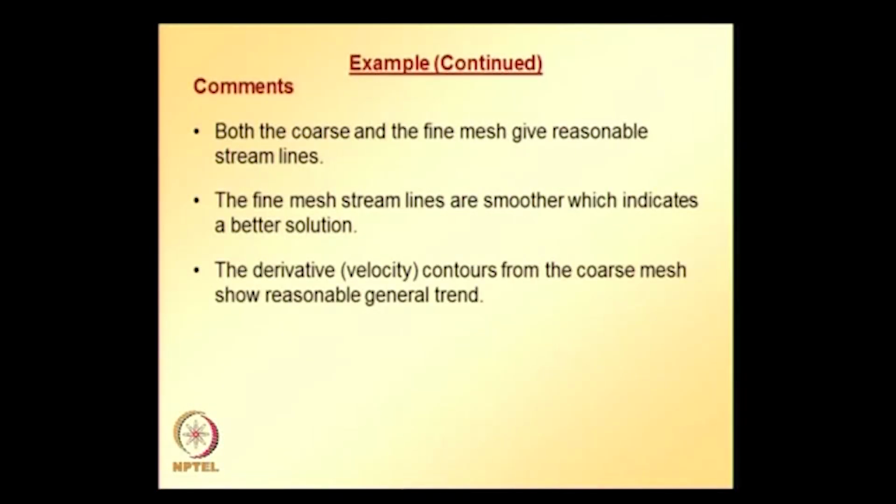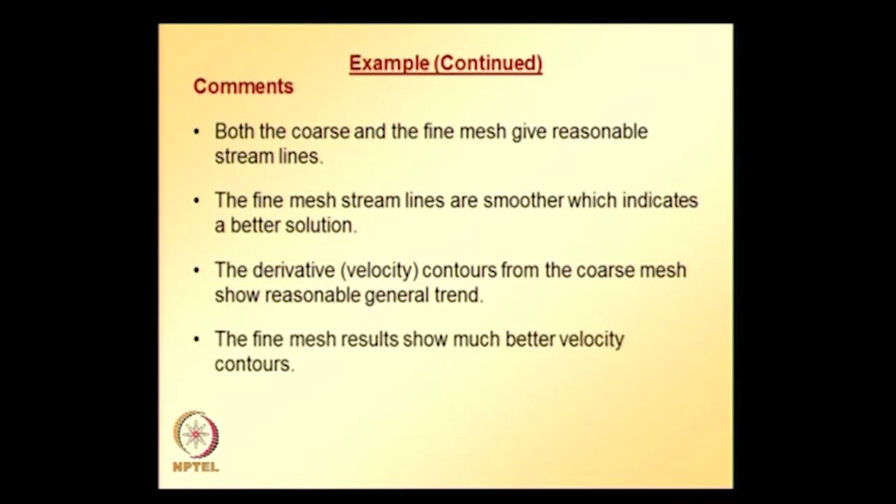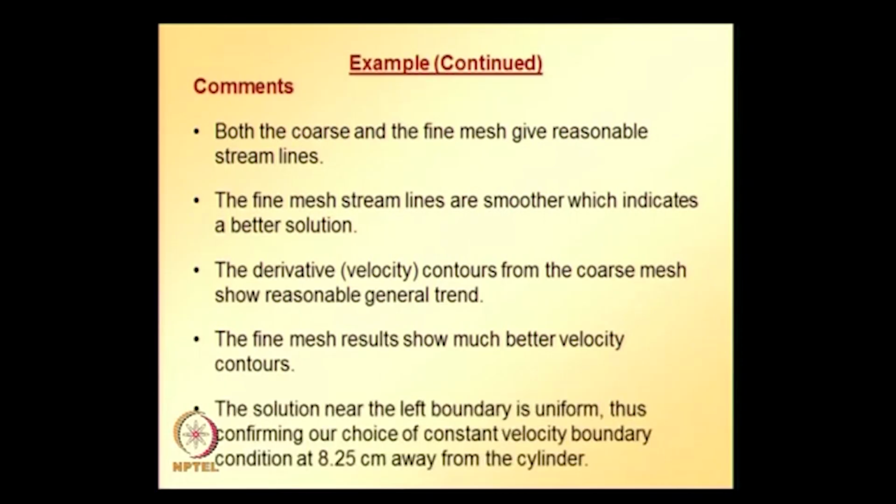Fine mesh streamlines are smoother, which indicates a better solution. Derivative contours for the coarse mesh show a reasonable general trend. Fine mesh solution results show better velocity contours, and the solution near the left boundary is uniform, thus confirming our choice of constant velocity boundary at a distance of 8.25 centimeters away from the cylinder.